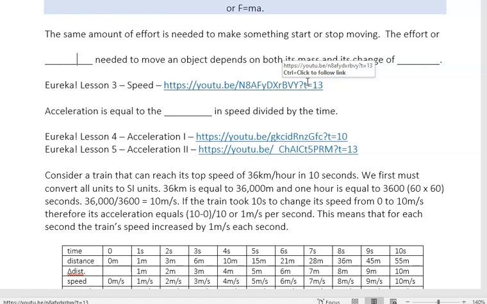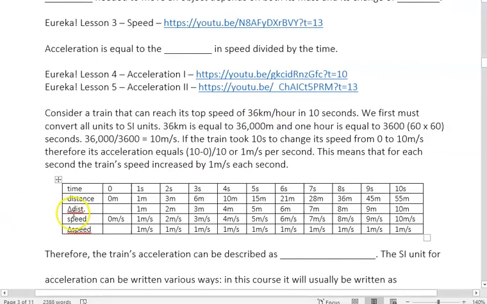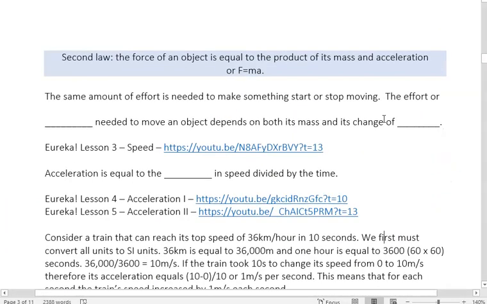Okay, acceleration is equal to the change in speed divided by time. So, I like to use the Greek letter delta. The Greek letter delta, it looks like a triangle. It's actually this symbol down here. The Greek letter delta, that looks like a triangle, is used to show change. And when we said acceleration, if I said define acceleration, it's a great question for a year 9 exam, define acceleration.